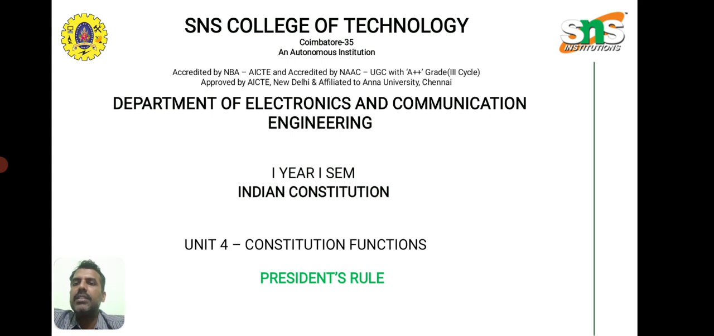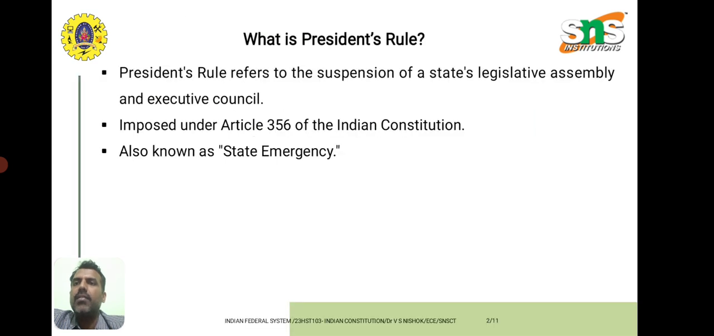Here we are going to discuss the topic named President's Rule from the subject Indian Constitution. What is President's Rule? President's Rule refers to the suspension of a state legislative assembly and executive council. It is also known as state emergency. So it is imposed under Article 356 of the Indian Constitution.